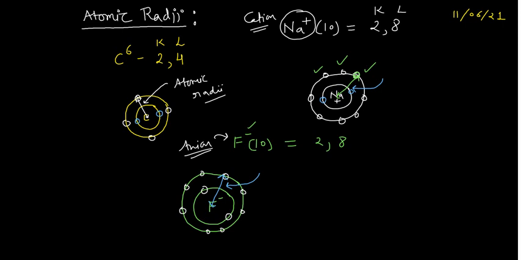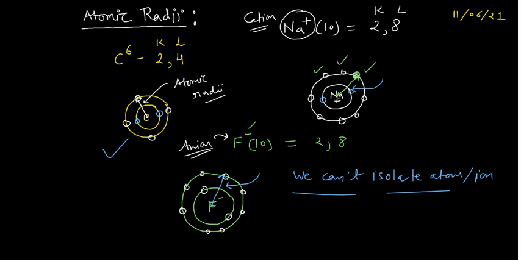You know, we cannot isolate an atom. Isolation of an atom is very, very difficult. We can't isolate an atom or ion, and when we cannot isolate an atom or ion, then how can we go for the measurement, how can we know all these things? So for this, what we actually do is take different kinds of radii. We will discuss them one by one.